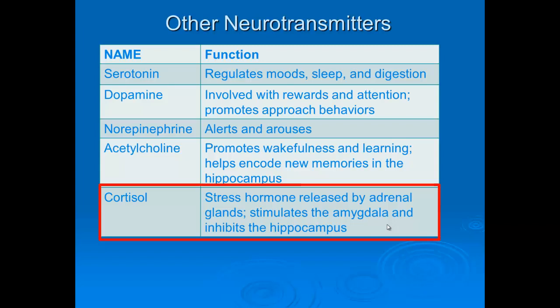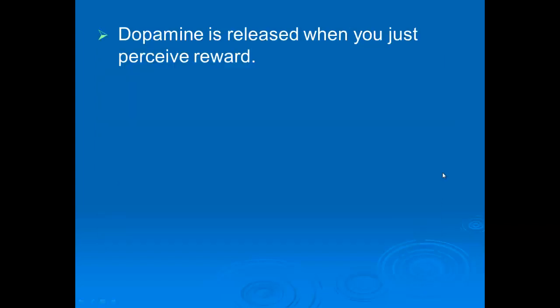So that is why it's very important to be able to reduce stress so that you can learn and function properly on exams, to show people what you have learned in assessments. Serotonin regulates mood, sleep, and digestion, and dopamine levels are important because they are involved with reward and attention, and they promote approach behaviors. Dopamine is released when you perceive reward.